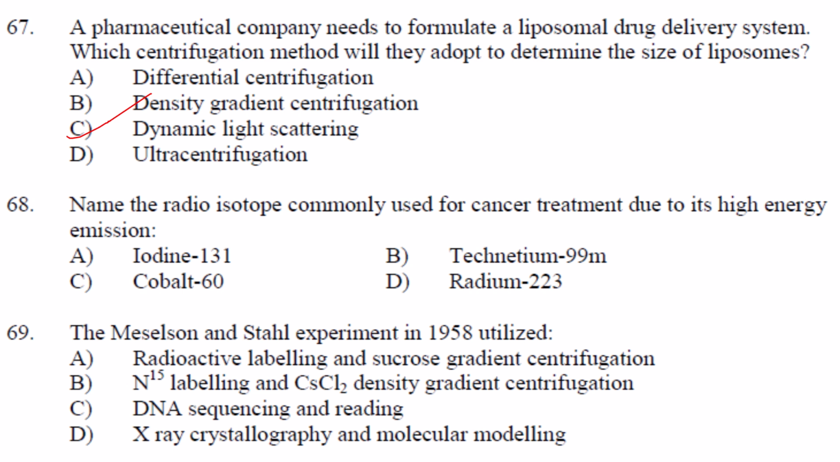Then next one, name the radioisotope commonly used for cancer treatment due to its high energy emission. It is cobalt 60. Then Meselson and Stahl experiment in 1958 utilized. So Meselson and Stahl experiment, you know that it supported the hypothesis that DNA replication is semi-conservative. So they have used N14 and N15 labeling and cesium chloride density gradient centrifugation method. So the answer here is option B, N15 labeling and CsCl density gradient centrifugation.